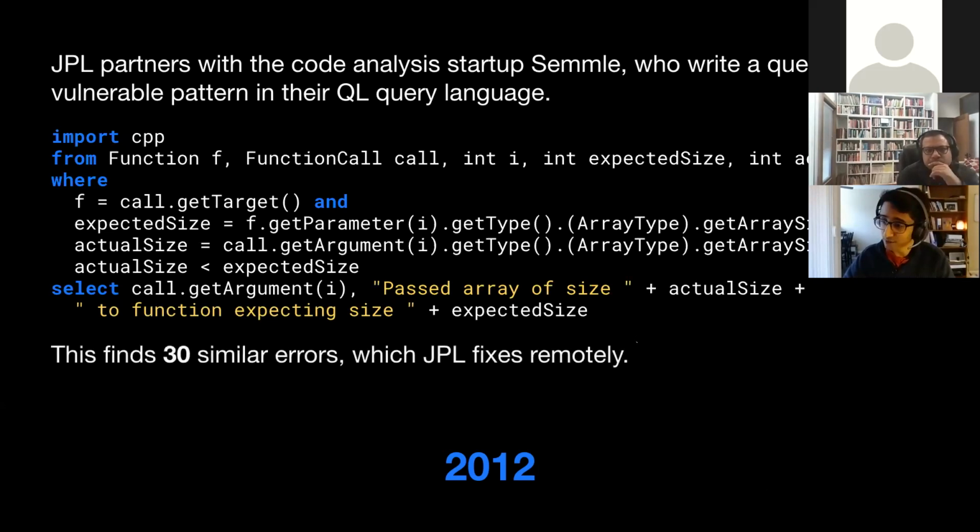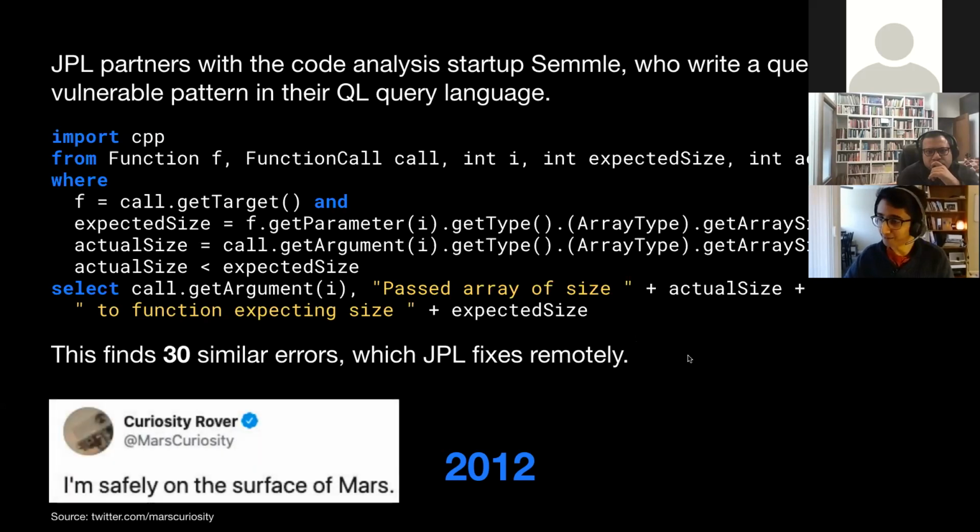Now JPL ran this query. They found the original problem, but many others, a total of 30. And to their great credit, they were able to fix this remotely while Curiosity was in flight. And we know the happy ending of the story. It landed successfully, and this mission continues to go well.